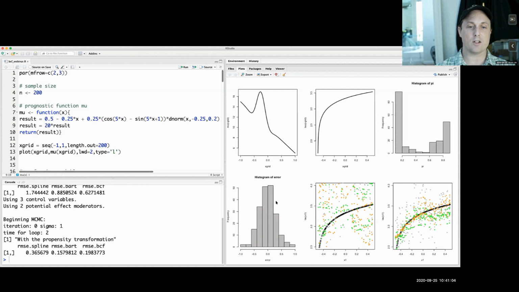I look at the size of my errors. So here's a histogram of my error terms on the response model, and they range between -1 and 1, which is pretty small relative to the variation in tau and the variation in mu.